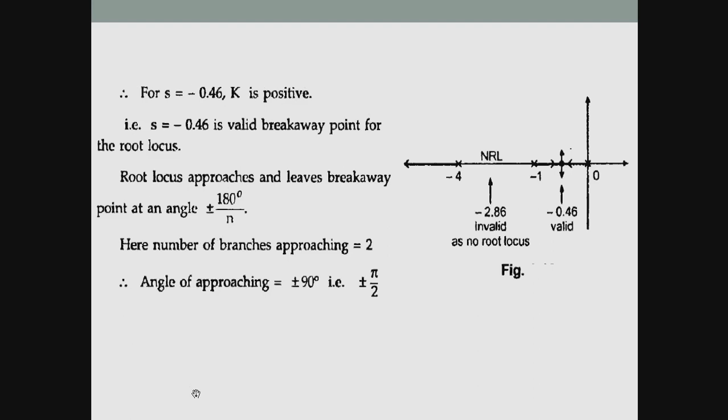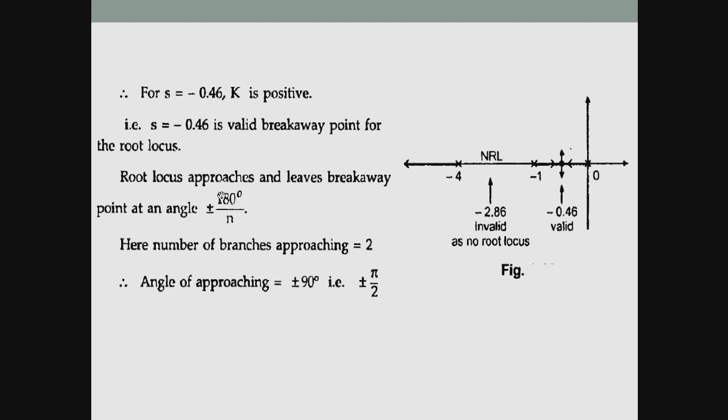For s equal to minus 0.46, if the value of k is positive, then s equal to minus 0.46 is a valid breakaway point for the root locus. If k is negative, then it should not be considered. Hence I consider this point at minus 0.46. So this value is valid.